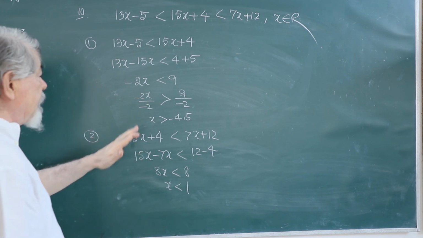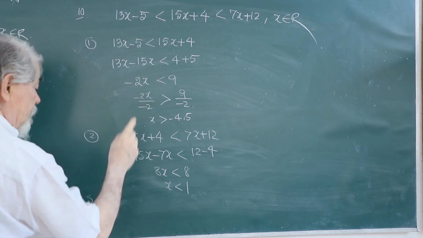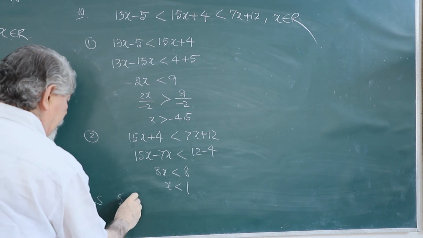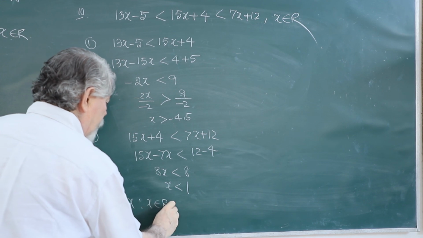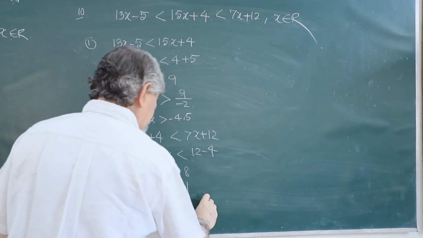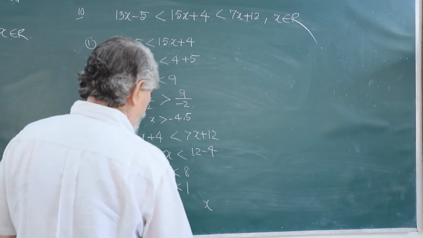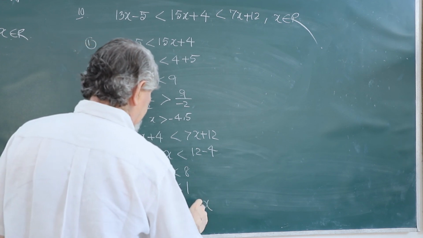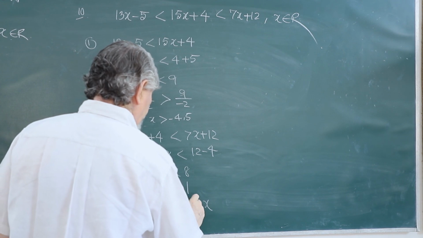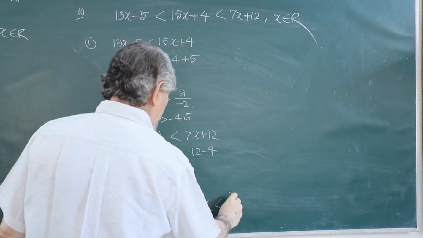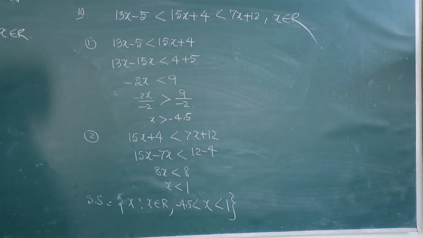Now if we combine these two results, the solution set, because it's a set of real numbers, x belongs to set of real numbers. And what is the way they are related? X is greater than minus 4.5, and less than 1. So there is no equal to sign, it is greater than or less than.